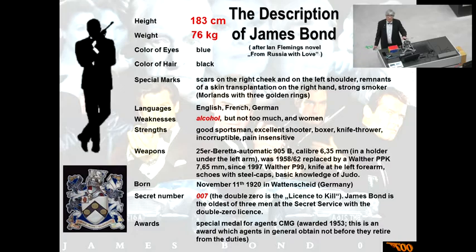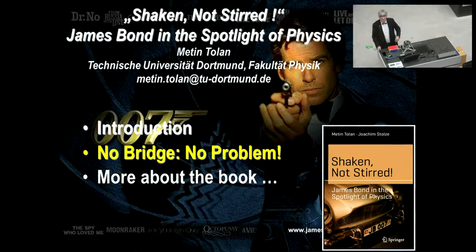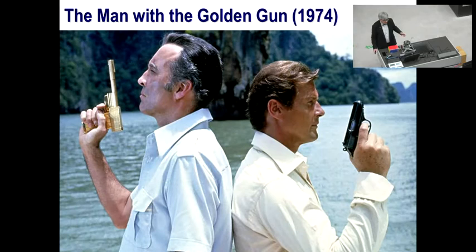But let's now go to physics. I will show you now one physics example from the book. The book contains over 20 of such examples. We will now look at one. It is from the movie The Man with the Golden Gun from the year 1974. And let's take a look.